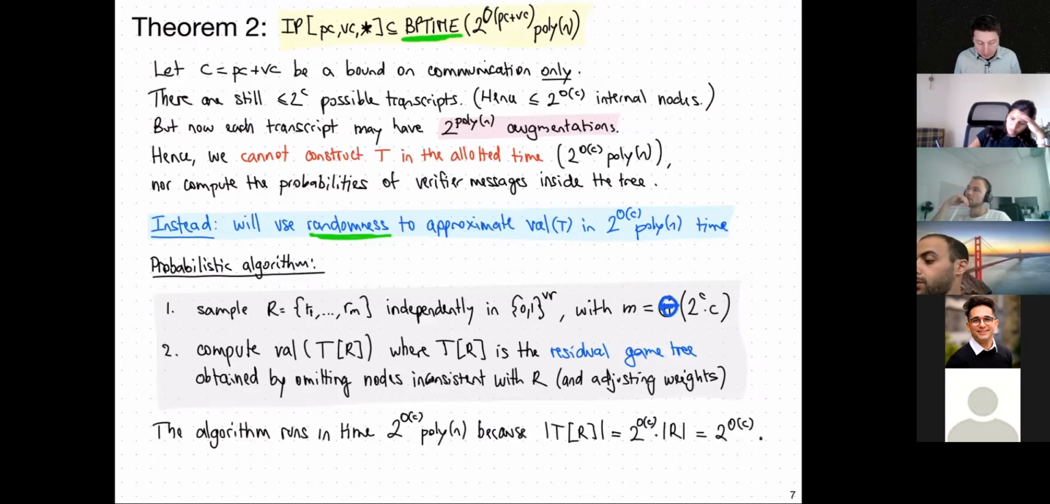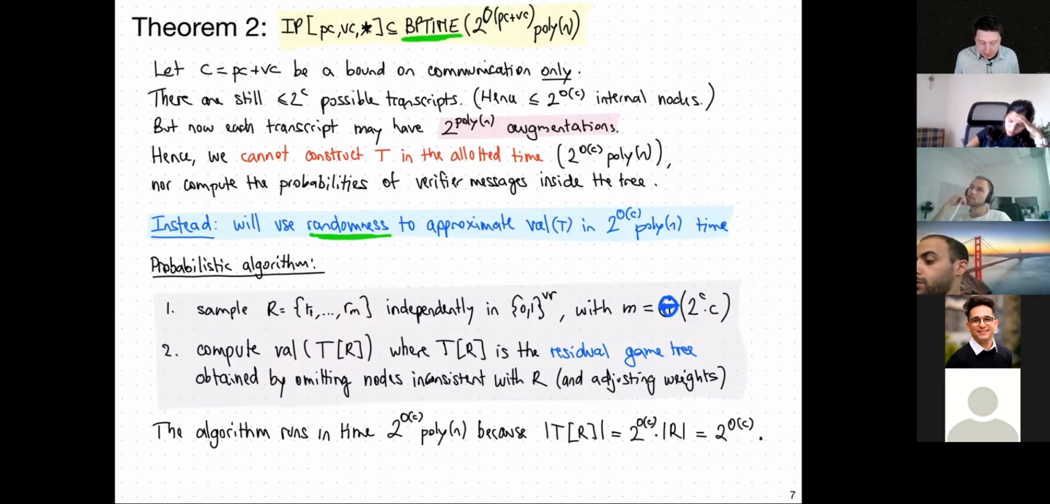All right. Now, let's first look at the running time of this algorithm. This algorithm will run in time 2 to the order of C poly n, because by definition we sampled a representative set of randomness of size 2 to the C times C, and C, of course, is poly n. And then we're computing exactly the value of a tree whose randomness is bounded by the things we already have, okay?